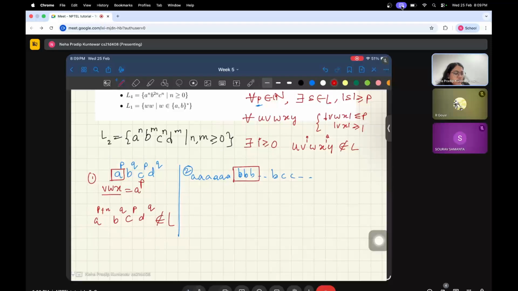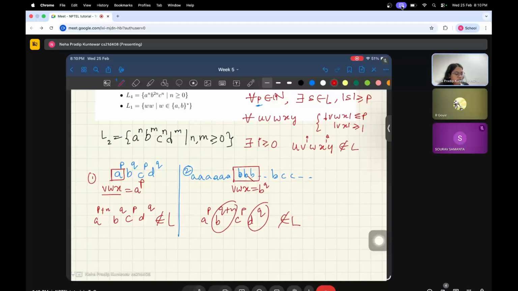Same thing happens here. If VWX entirely contains B's, then if you pump more B's here, you'll have A to the P, B to the Q plus N, C to the P, D to the Q, and now you have created an imbalance.